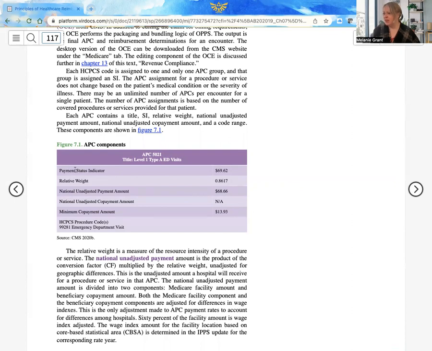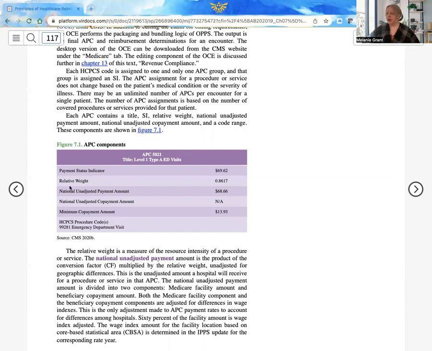We have the payment status indicator for an ED visit type 1, something called a relative value or relative weight, a national adjusted amount, a national copay amount, and a minimum copay amount, all for this one CPT code. We're going to break this up and see exactly what this means.